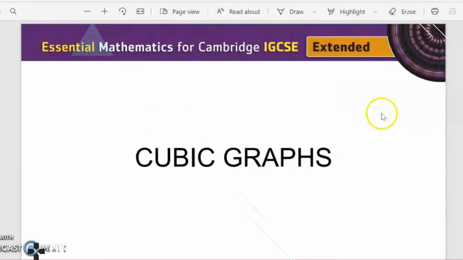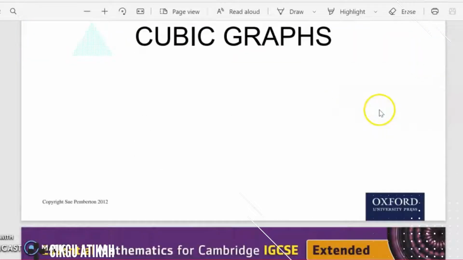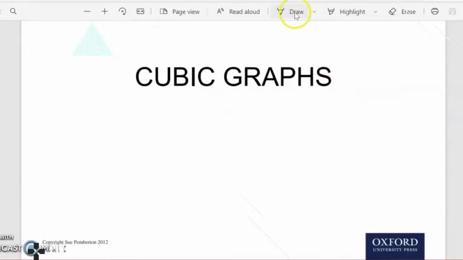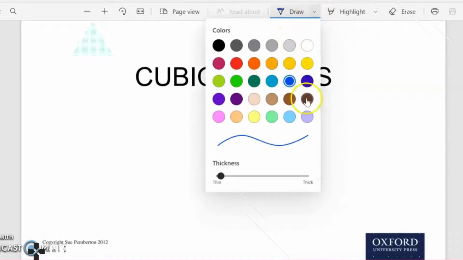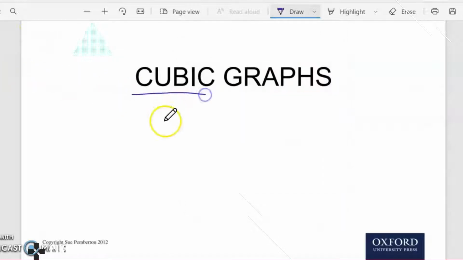Okay, so today teacher will continue about drawing graph for cubic graph. Last week we learned how to draw quadratic graph. So today we will learn about cubic graph. So actually what does it mean by cubic? Cubic comes from the word cube. As we know, cube is power of 3. Cubic is the graph with the power of 3.